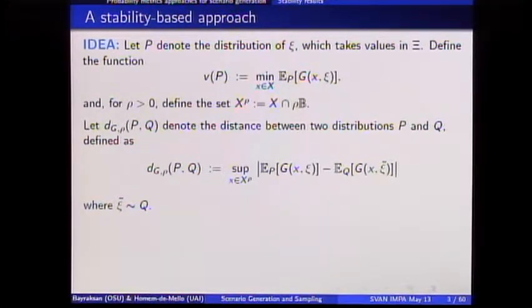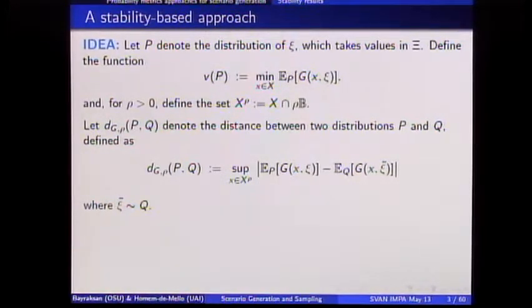So what is the idea? Imagine that you have a distribution P, and this ξ takes values in some set. Think of this as a subset of ℝ^k; it's a multidimensional random variable. Now, imagine that I define the optimal value of my problem as a function of the distribution. I'm just parameterizing the problem in terms of the distribution of the random variables. Okay?